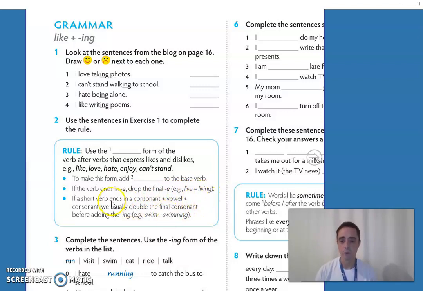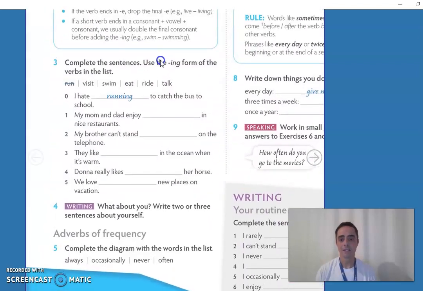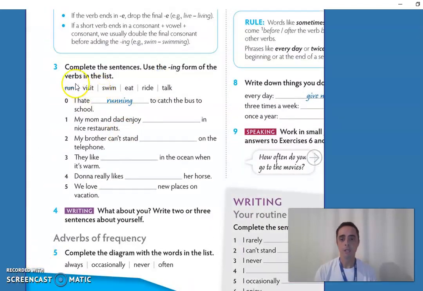If I have a verb with consonant, vowel, consonant at the end, I'm going to double the final consonant. For example, swim, swimming. Now let's move on to exercise number 3. Complete the sentences, use the ing form of the verbs in the list. In the list I have run, visit, swim, eat, ride, talk. 0. I hate running to catch the bus to school.